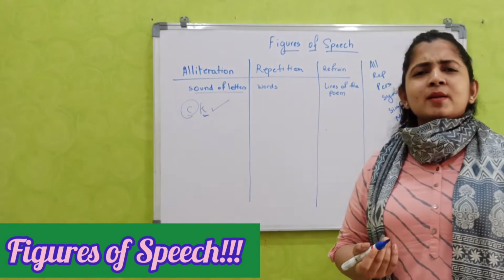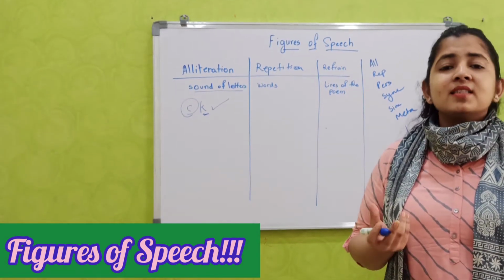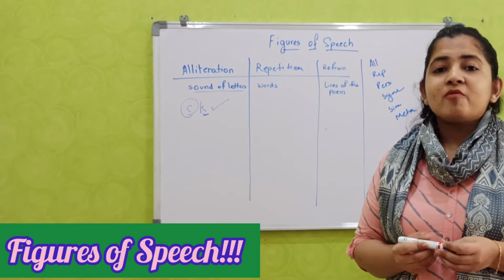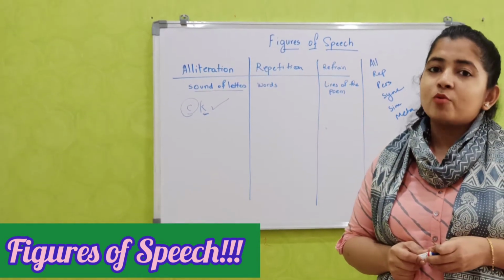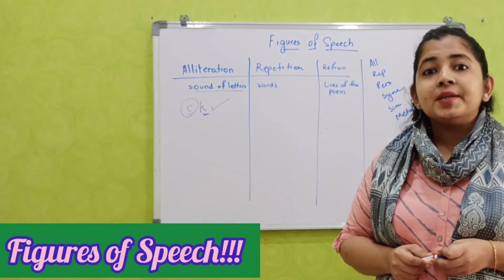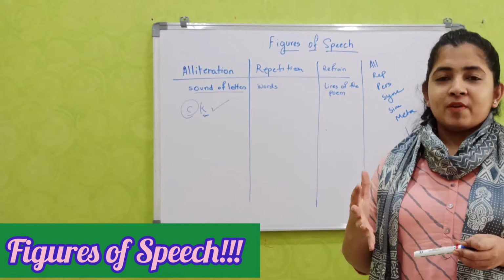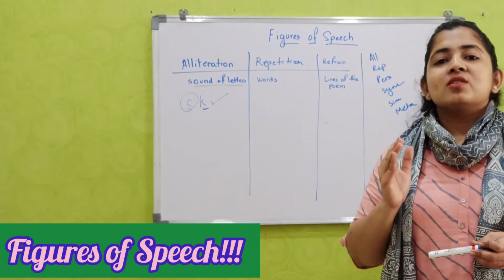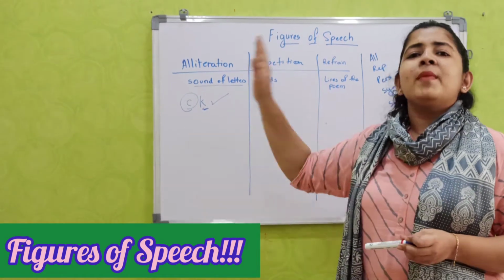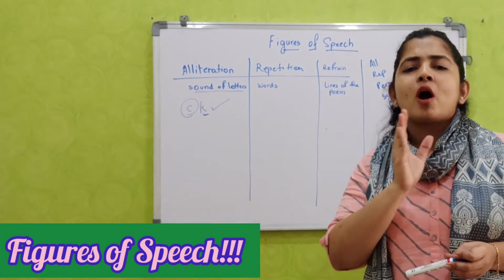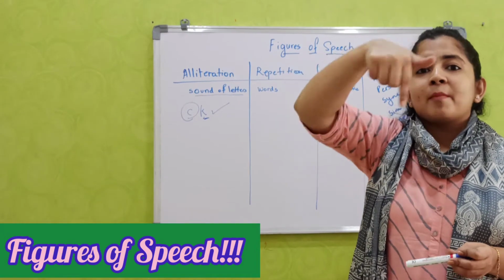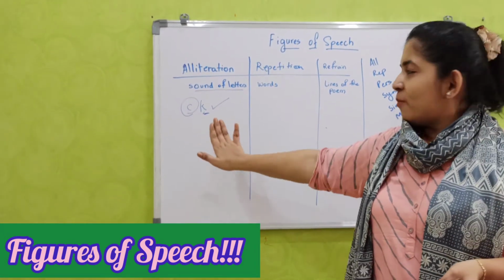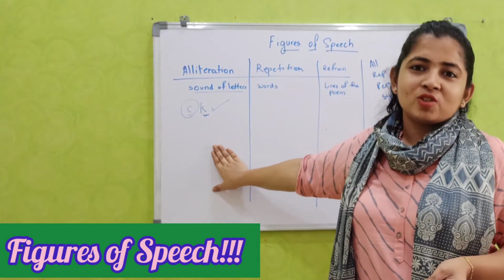So the examples are Mickey Mouse, Donald Duck. These are the Disney characters which have been deliberately named with the help of alliteration, the repetition of the sound m or d, to give that pleasing effect and to make you remember the names. So this is alliteration. You can find many examples of alliteration throughout your poems.